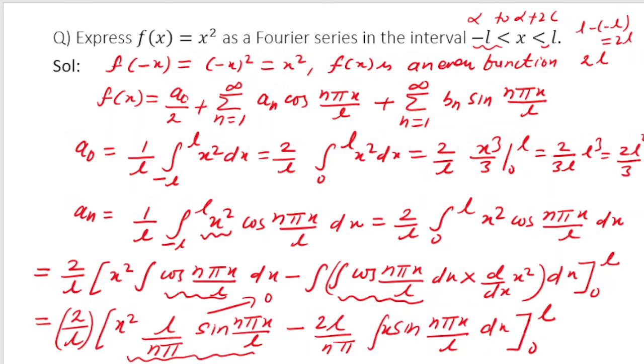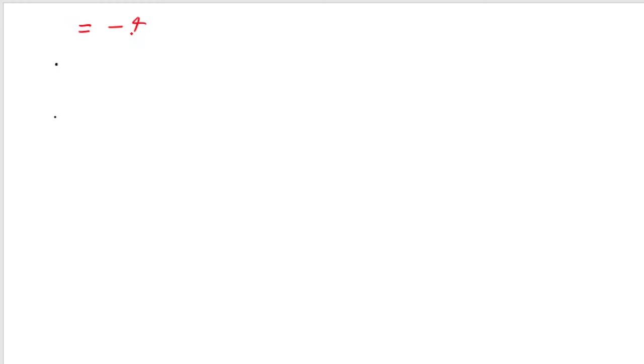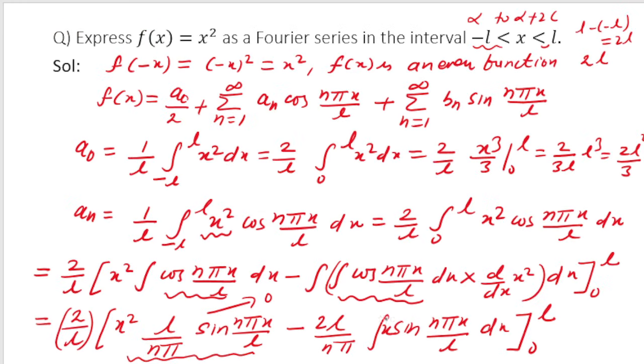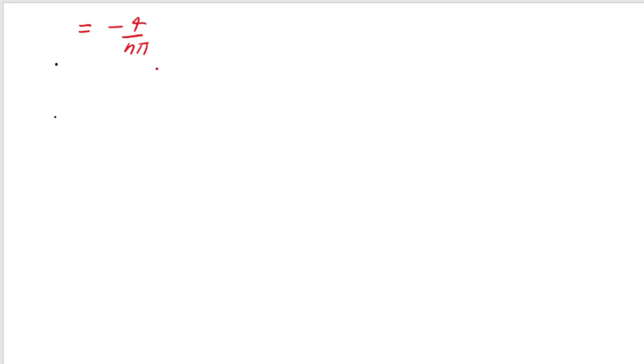And you have 2 by L here, and you have minus 2L by n pi. So if you take this out, L cancels, you will get 2 into 2, that is minus 4 by n pi. So I am writing the next term here. So I will get minus 4 by n pi, and in this we have the integration, limit is 0 to L. And what is the other term? Other term is x sine n pi x by L dx. I hope you have understood it.